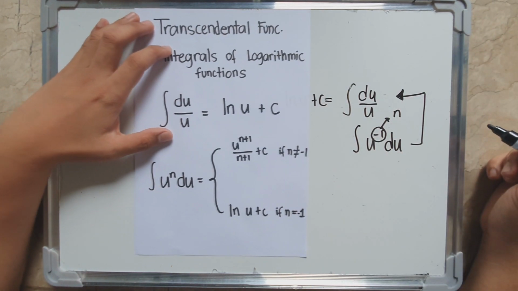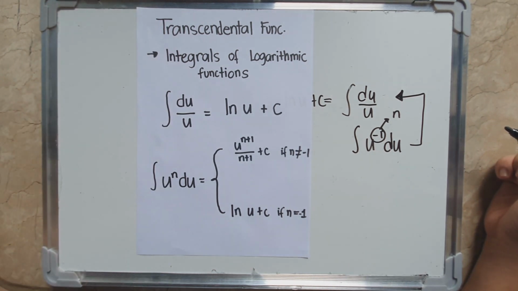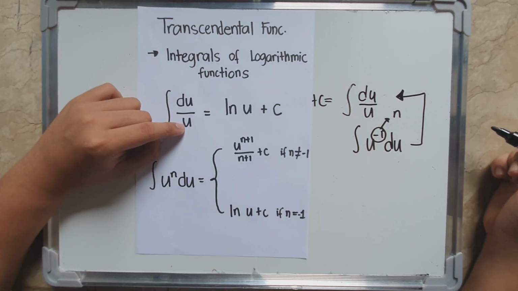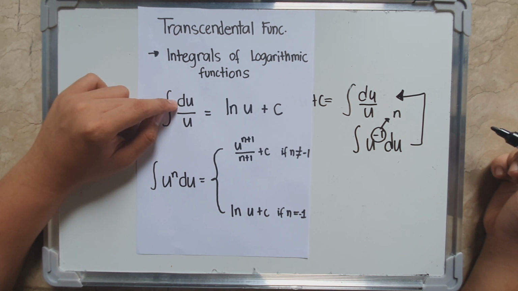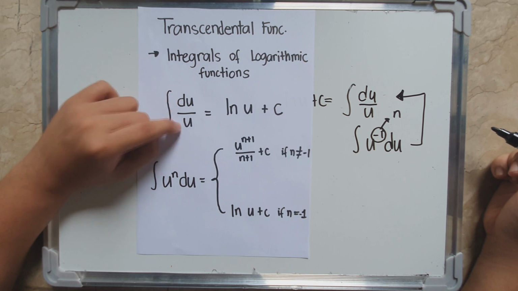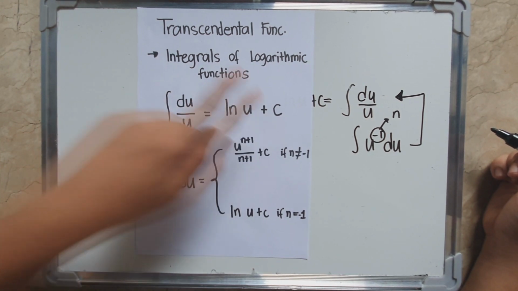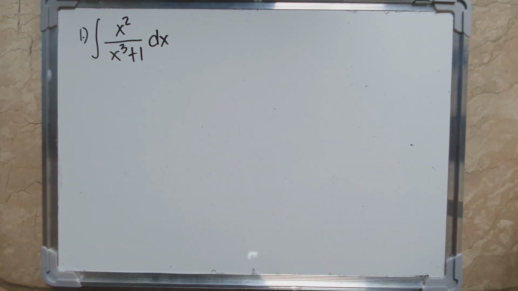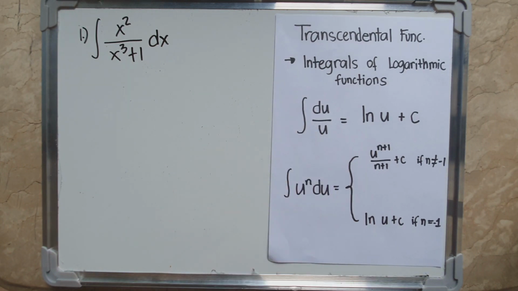So we have to check the relationship of the numerator and denominator. Deriving the denominator, hoping that the numerator is equivalent to the derivative of the denominator, so that we could use this formula, ln of u plus c. Okay, for example number 1. The topic is all about the integrals of the logarithmic functions.